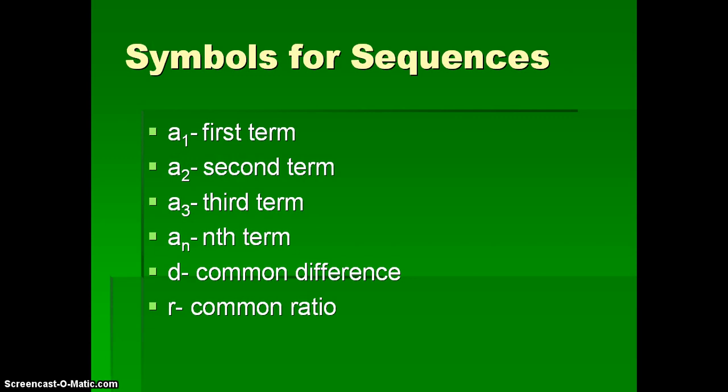Symbols for sequences. A sub 1 is your first term, A sub 2 is your second term, A sub 3 is your third term, A sub n is your nth term, d is the common difference, and r is the common ratio.